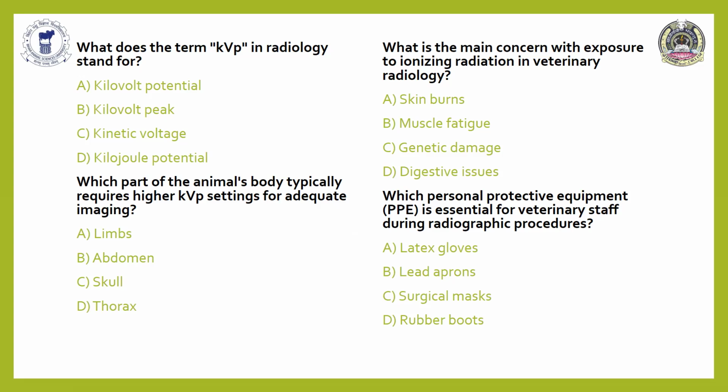Next, what is the main concern with exposure to ionizing radiation in veterinary radiology? Genetic damage. Yes, genetic damage, because it will be carried forward to further generations. Next, which personal protective equipment, PPE, is essential for veterinary staff during radiographic procedures? Lead aprons, right.